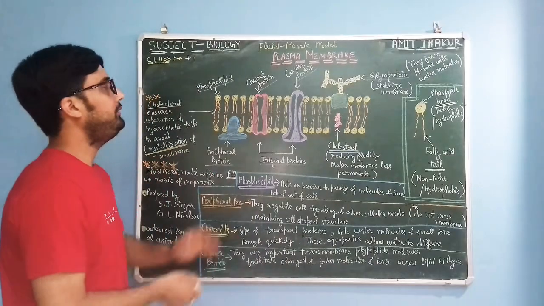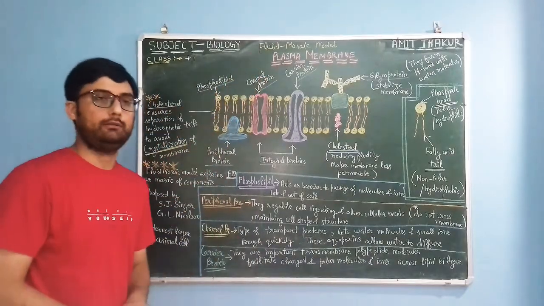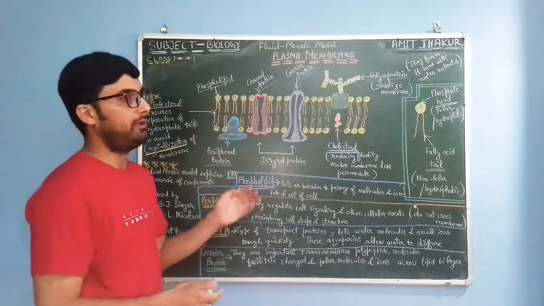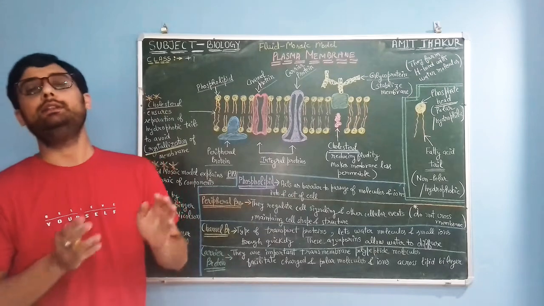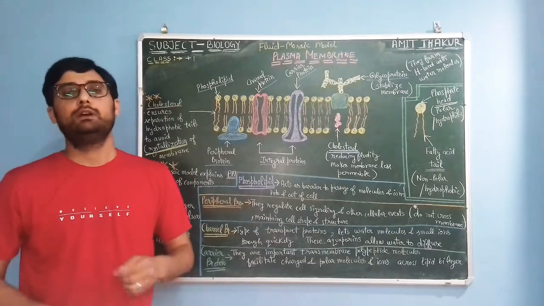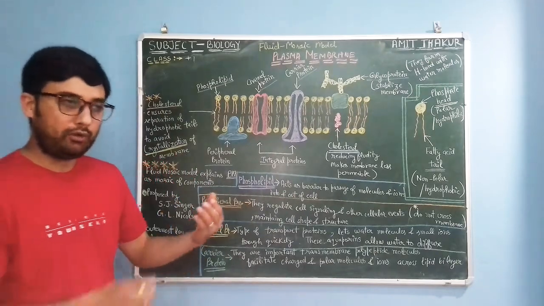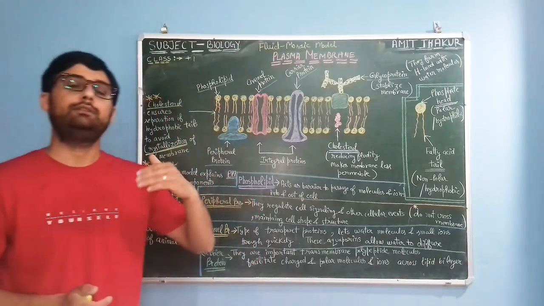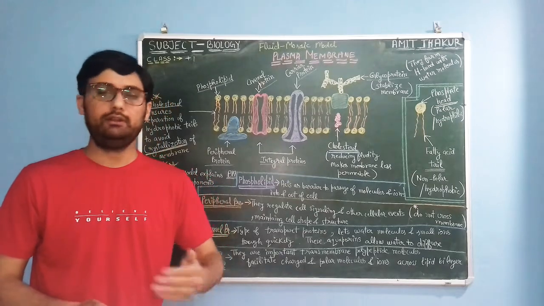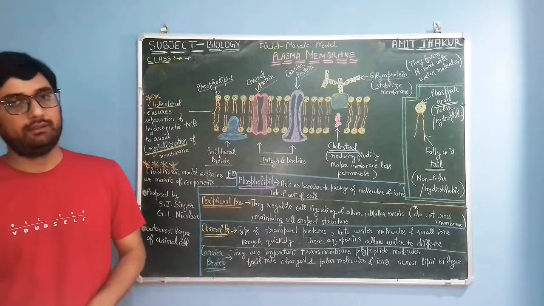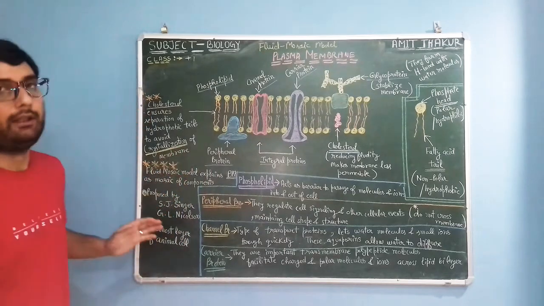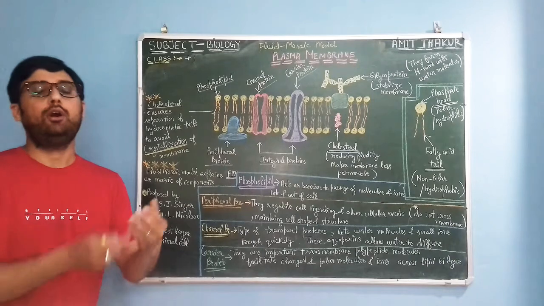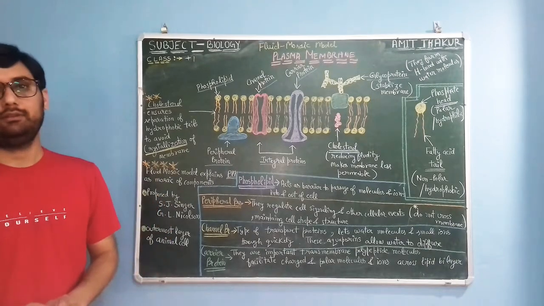Very good morning. Today we are going to discuss the fluid mosaic model of plasma membrane. As you know, the cell membrane or plasma membrane is present in all living cells. In prokaryotic cells and plant cells, it is the second layer of the cell after the cell wall. But in an animal cell, there is no cell wall and hence the cell membrane or plasma membrane is the outermost layer of the animal cell.